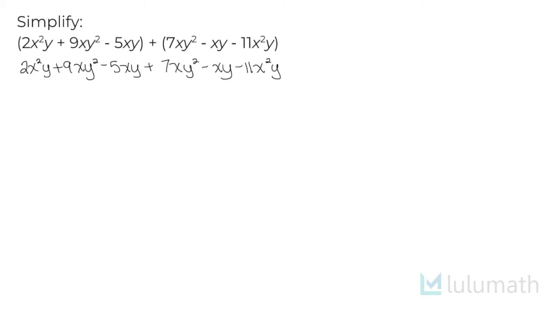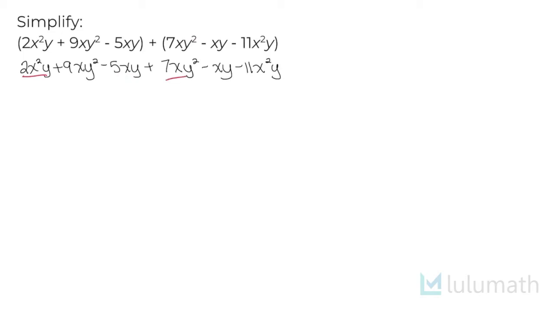And here's where things get tricky. Make sure you're extra careful about what terms are actually like terms. So here we have 2x squared y. So we're going to look for any other terms that have an x squared y in it. So for example, this 9xy squared right here is not a like term because the squared is on the x here, but the squared here is on the y. This is not a like term because there's no squareds at all.